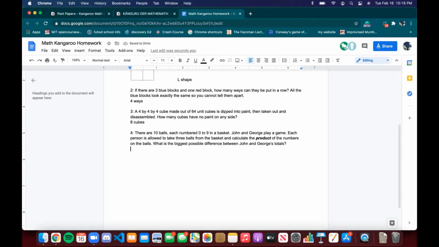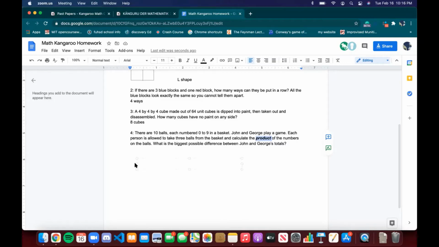Okay, so problem 4, there are 10 balls, each numbered 0 to 9 in a basket. John and George play a game. Each person is allowed to take 3 balls from the basket and calculate the product of the numbers of the balls. What is the biggest possible difference between John and George's totals? This is based off a problem from last time where this product here is replaced with a sum. Now we switch to a product, and let's do this problem.